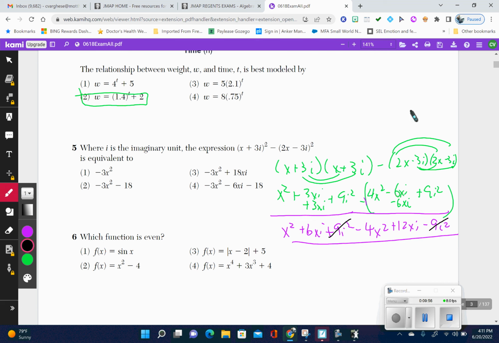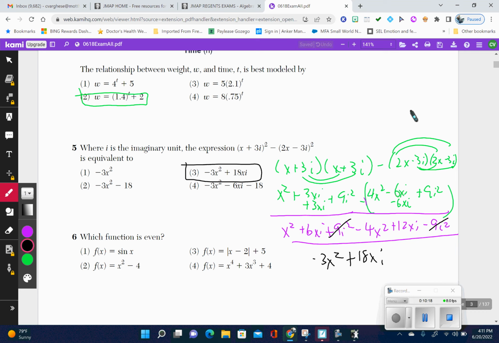These are going to combine, so x squared minus 4x squared is going to be negative 3x squared. 6xi plus 12xi is going to be plus 18xi. And you're looking for the one that matches with that, which is going to be choice number 3.